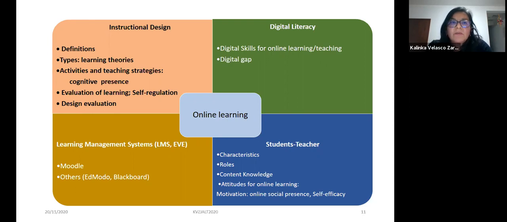The focus is going to be on instructional design, and related to this category, there were other subcategories identified, such as definitions, types of instructional designs based on different learning theories, activities and teaching strategies related to the concept of cognitive presence for online learning, evaluation of learning, self-regulation, and design evaluation.